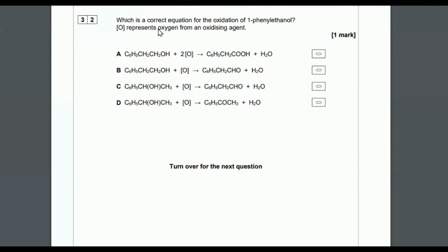Right, 32. Which is a correct equation for the oxidation of 1-phenylethanol? O represents oxygen from an oxidizing agent. So which one of these is the correct equation for the oxidation of 1-phenylethanol? So 1-phenylethanol, what does that mean? Well, that means we have a benzene ring and then we have ethanol attached. And we want to oxidize that.